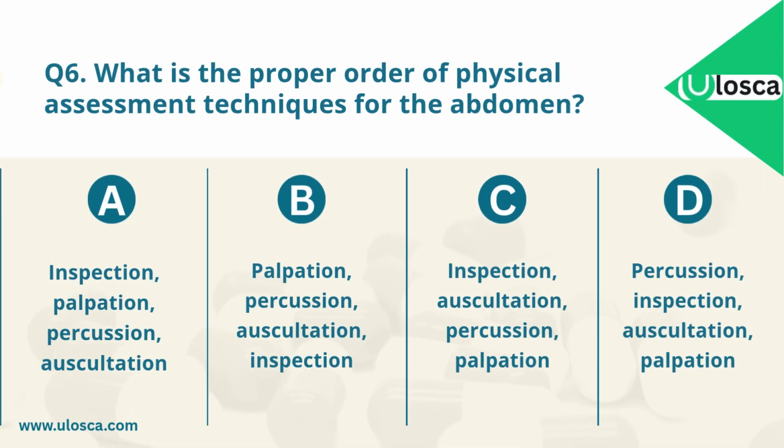Question 6. What is the proper order of physical assessment techniques for the abdomen? A. Inspection, palpation, percussion, auscultation. B. Palpation, percussion, auscultation, inspection. C. Inspection, auscultation, percussion, palpation. D. Percussion, inspection, auscultation, palpation. Which one is the correct answer?